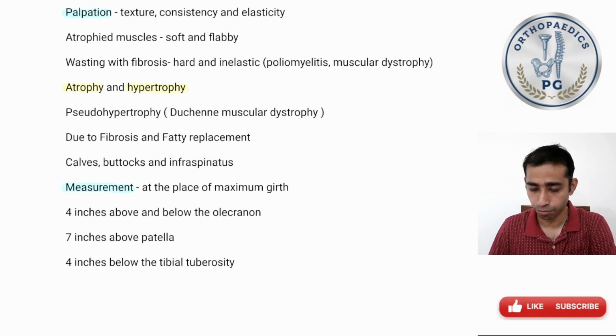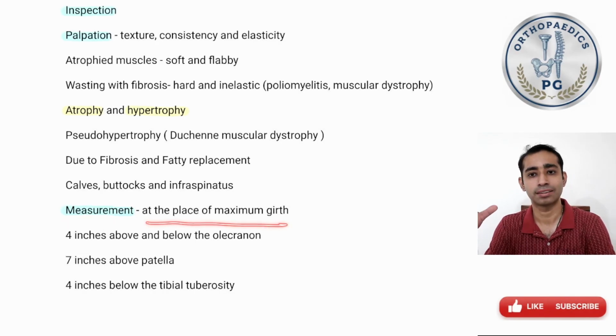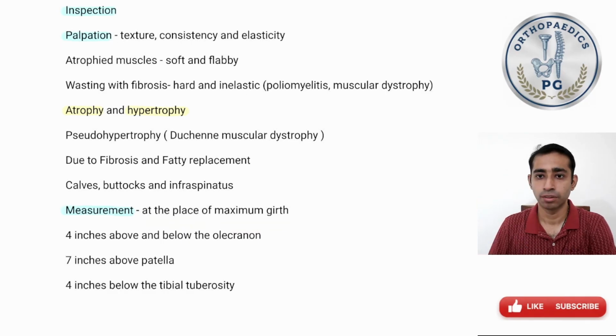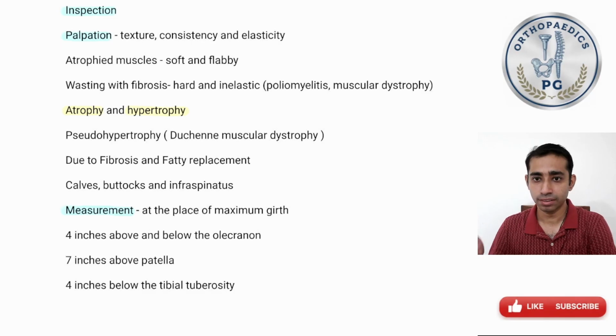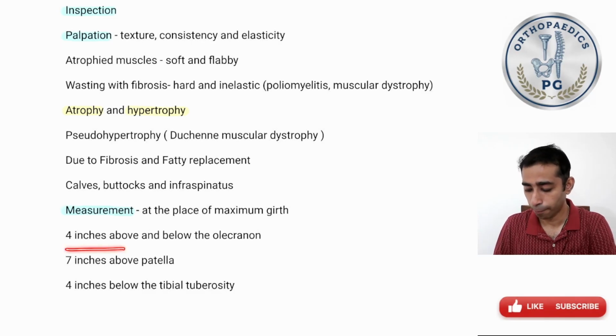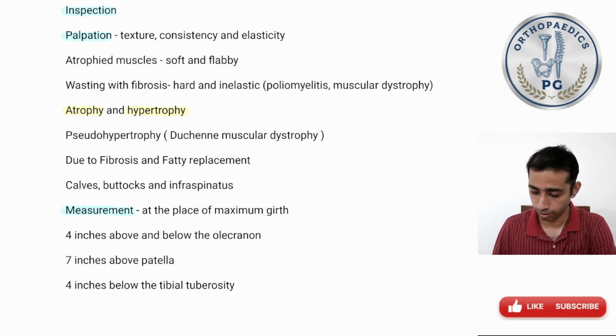After the palpation, we have to measure the bulk of the muscles. Now we are asked how to measure or where to measure. The answer is at the place of the maximum girth of the muscles. For a full-sized adult, some distances have also been described, which you must know. These are 4 inches above and below the olecranon for arm and forearm, 7 inches above the patella for thigh, and 4 inches below the tibial tuberosity for leg.